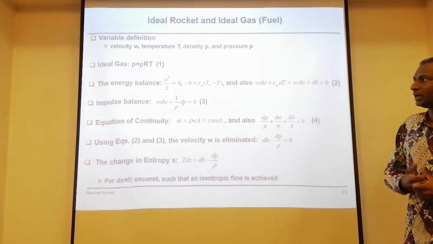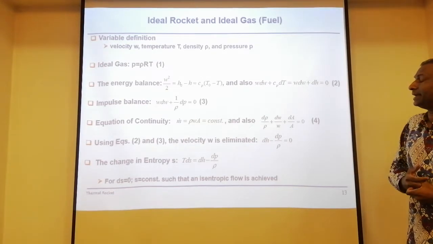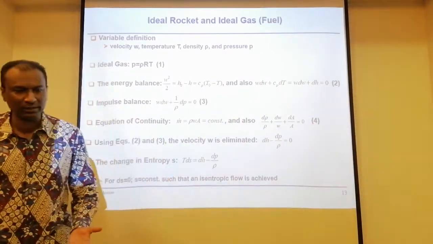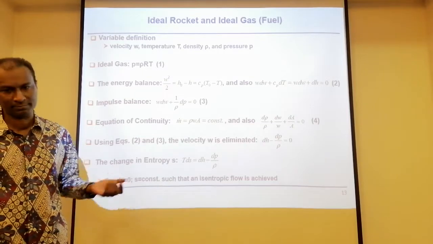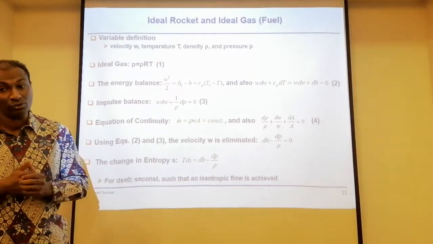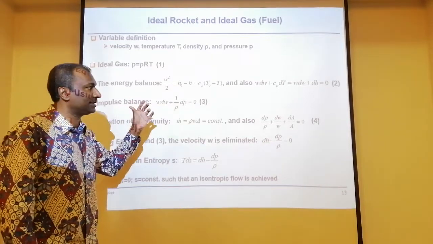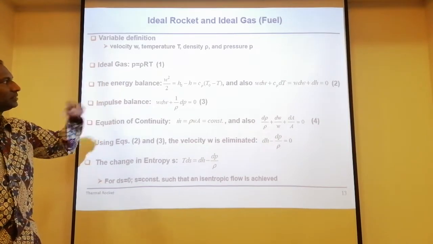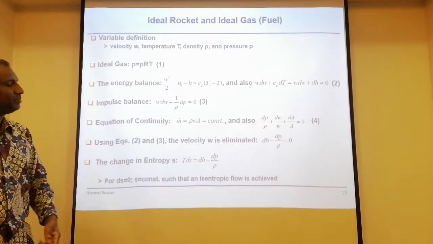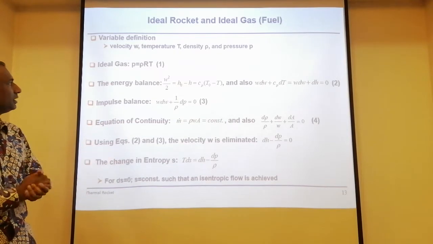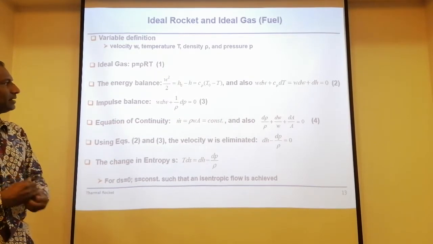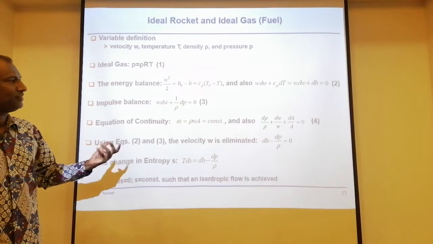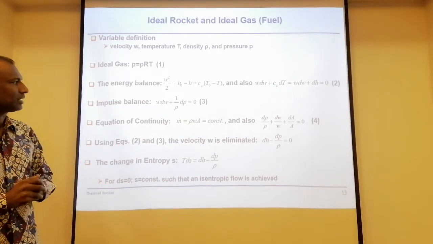All right, ideal rocket and ideal gas fuel. Let us assume that the gas fuel rushing out from the nozzle is an ideal gas. As we have learned in thermodynamics, we can use all those equations in order for us to estimate here. The first one is basically the variables: velocity, temperature T, density, and the pressure. Now the ideal gas equation, PV, that I think all of you know, equation 1. Energy balance: C_p is at constant pressure, or C_v is at constant volume. I think you know that from thermodynamics.